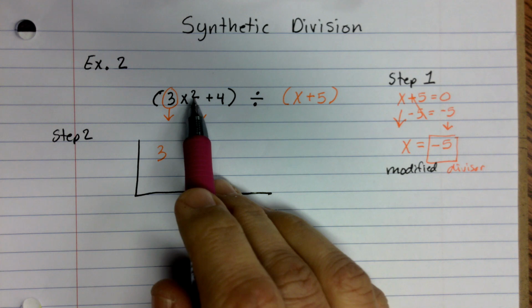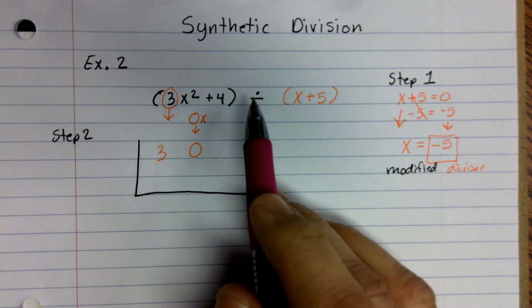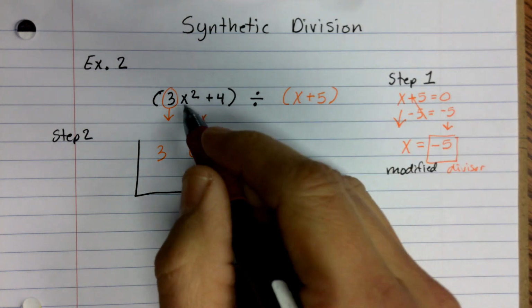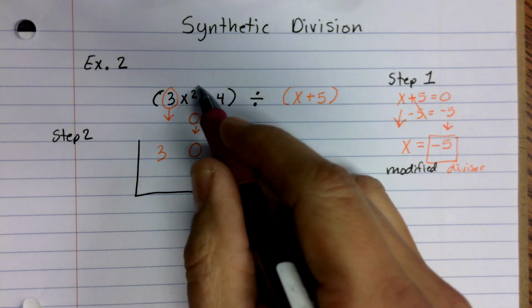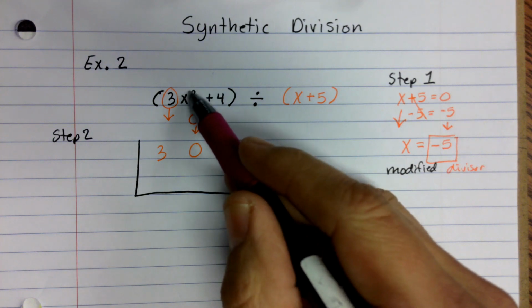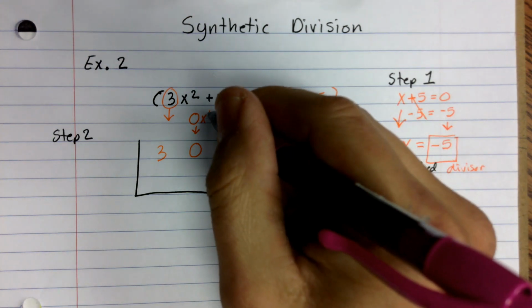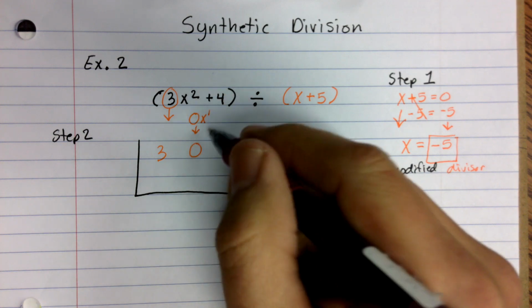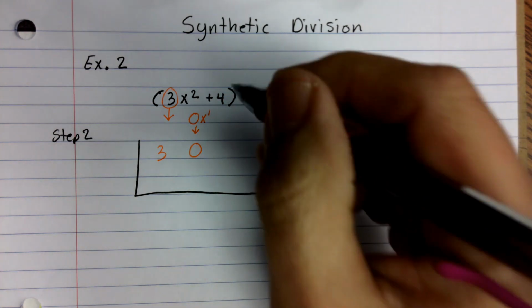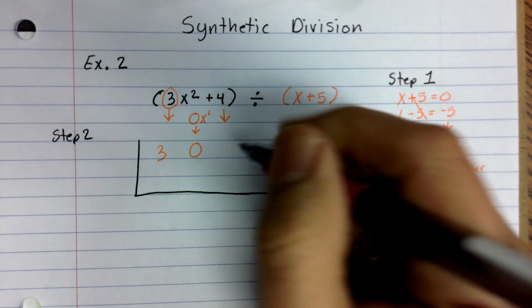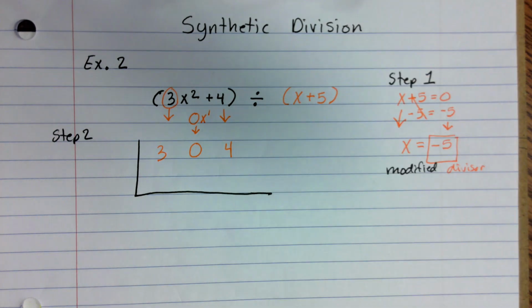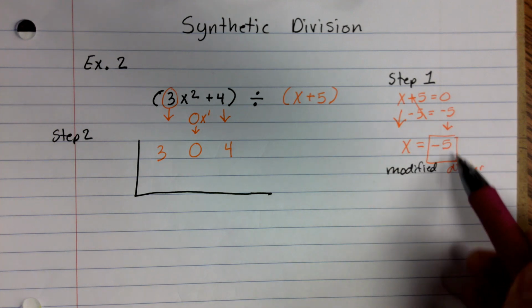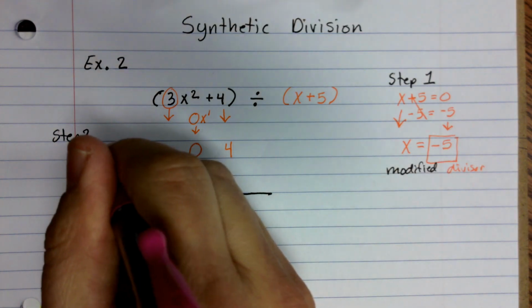So for instance, if this 2 was a power of 4, then we'd also have to have a value for the power of 3, the power of 2, x to the power of 1, and so on. So for every x, it depends on how high this leading term is. Now this one's only x to the power of 2, so I just need to have 1 for the x to the power of 1. Because x to the power of 1 doesn't exist in here, I'm going to put a 0 in its place. And then I'm going to take my constant value, my 4, and bring it down. I'm also going to write my divisor, my modified divisor I like to call it, here on the outside.